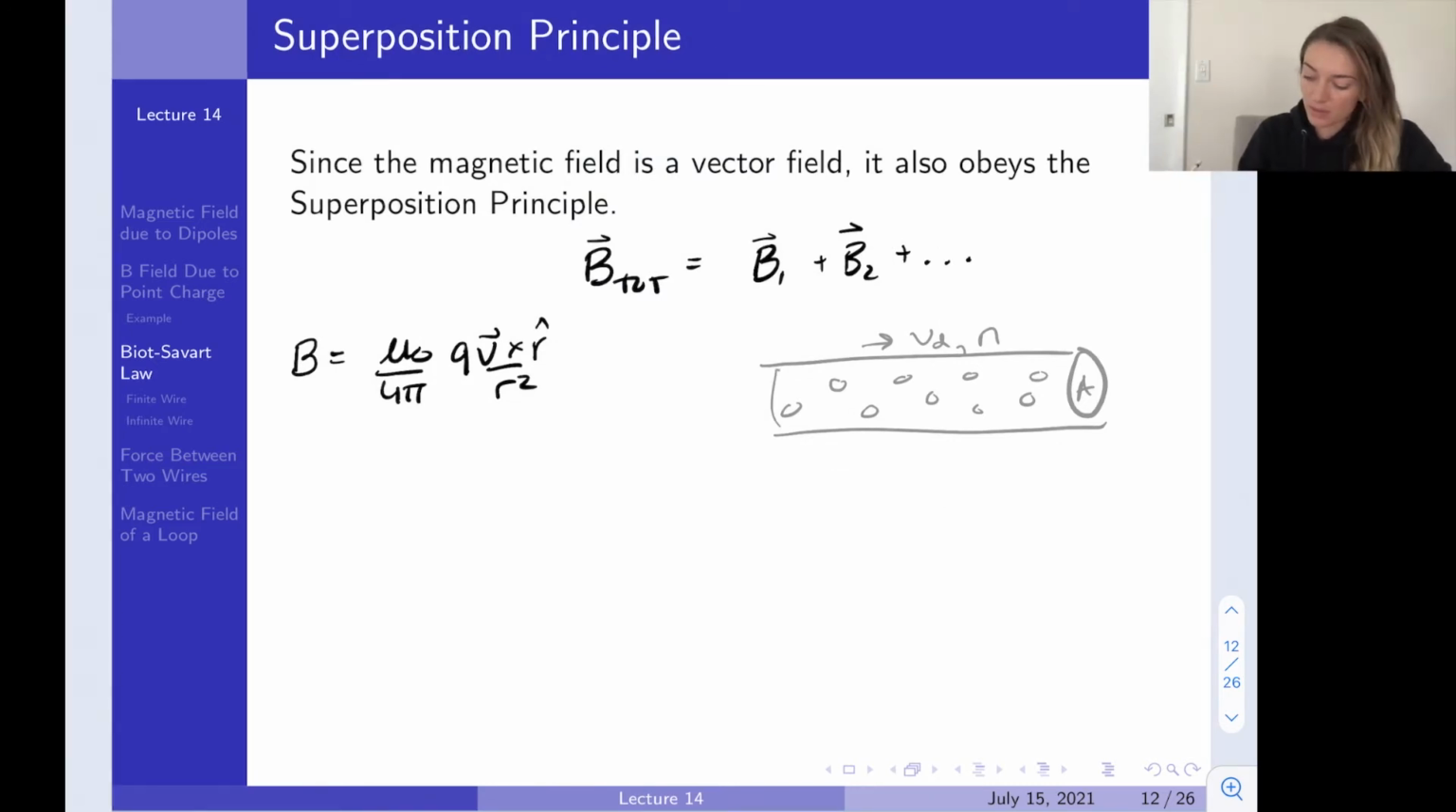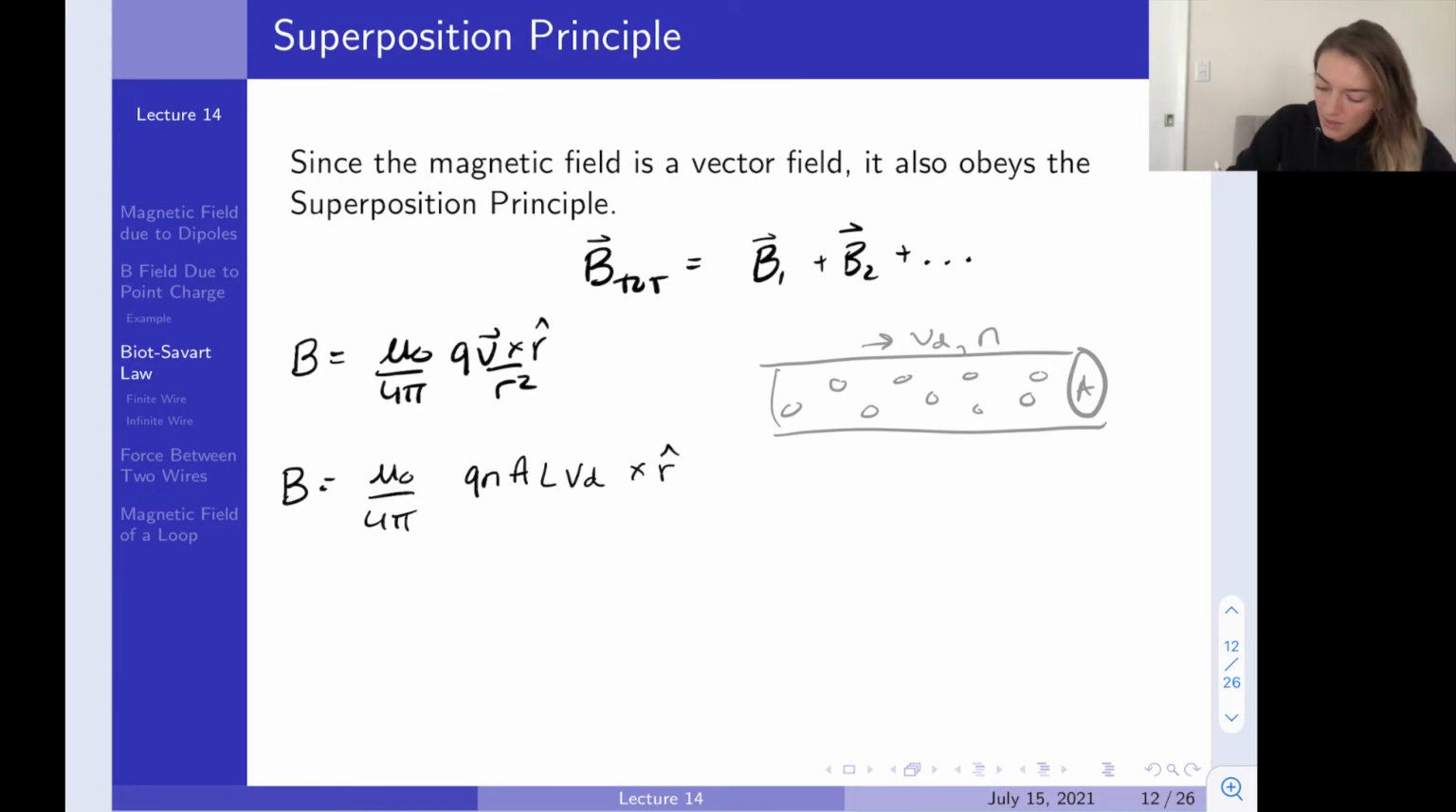All right, so if I want to write the total magnetic field for this piece of current carrying wire, I can just write B is equal to mu naught over 4 pi. And the total charge in this piece of wire is going to be the charge on each particle times their density times the volume that they're in, the volume of this piece of wire, and then times the velocity, and then I have crossed into r hat. So then this is all over r squared.